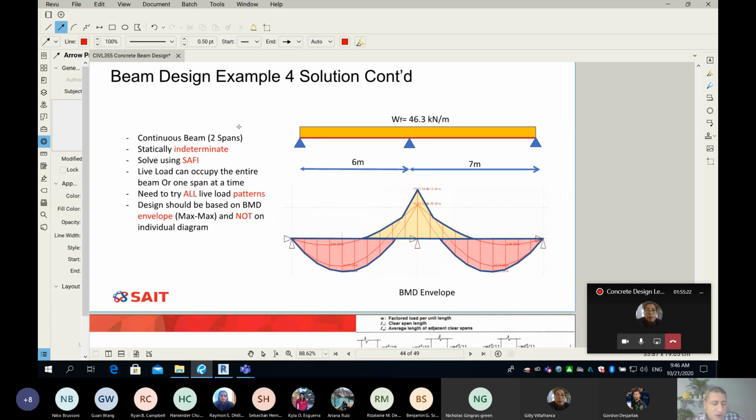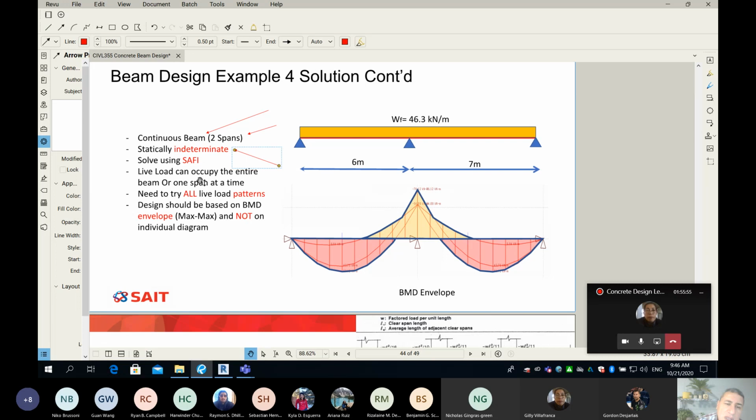here is some information. So the beam is a continuous beam. Hopefully everyone agrees. It is 2 spans and it is statically indeterminate. I know this is a long shot, it was a long time ago when I talked about statically determinate and indeterminate. Do you guys remember that? So it's one piece, which means I have 3 equations, but unknowns will be more than the equations, which means statically indeterminate. And one of the solutions is to use SAFI. SAFI will find for you the bending moment on a statically indeterminate structure.